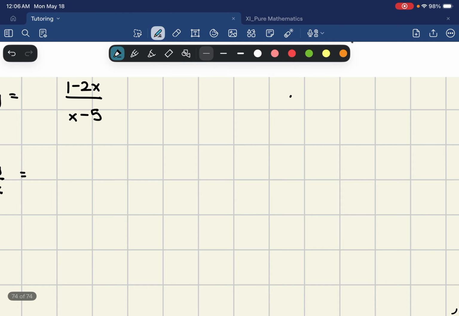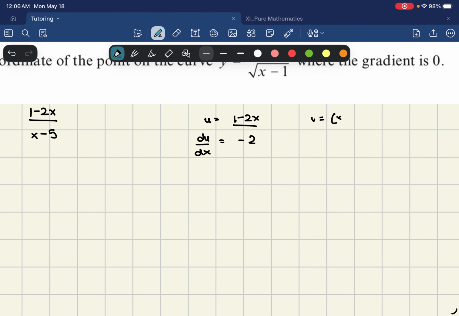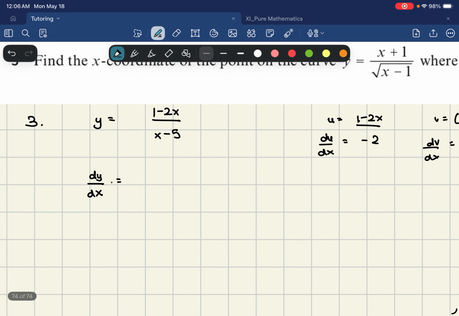dy by dx, so you know u is equal to 1 minus 2x. So du by dx is going to give you minus 2, right? You think about how you are going to differentiate this. And v is equal to x minus 5. v squared is going to be (x minus 5) squared, and dv by dx is going to be 1. So now you can just substitute these values.